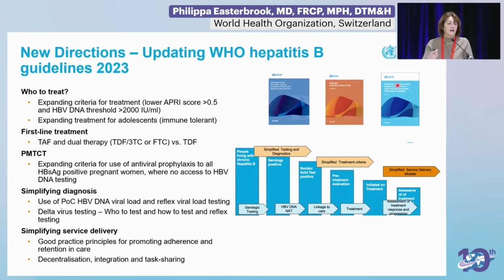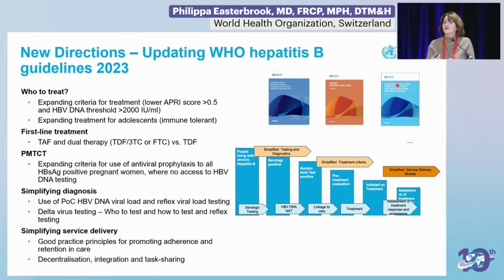But the direction of travel is really a significant expansion in the criteria for treatment, with lower APRI score and a Hep B DNA threshold now of 2,000. Expanding treatment to be offered to adolescents, particularly in a sub-Saharan Africa setting. So that's a new direction. And then the consideration of dual therapy. And that is partly a pragmatic issue, that in many settings the tenofovir monotherapy is not registered or widely available in the country, but the dual therapy is, because it's used for PrEP and for HIV treatment.